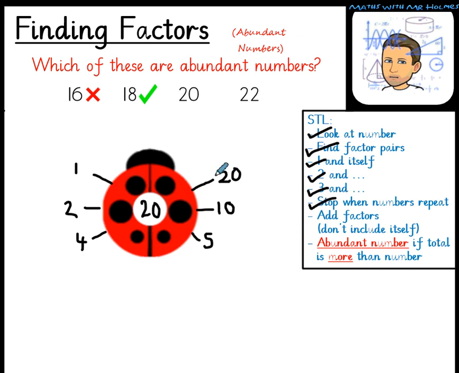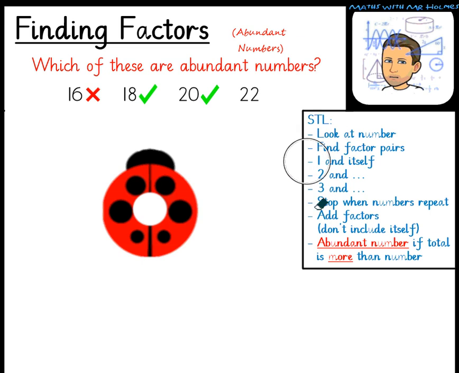We're going to add the factors, but do not include the number itself. And we'll go ahead and tick them off as we go. So we've got 10 here. Add 5 is 15. Add 4 is 19. Add the 1 to make 20. And add the 2, which makes 22. It's an abundant number if the total is more than a number. 22 is more than 20. So yes, 20 is an abundant number.